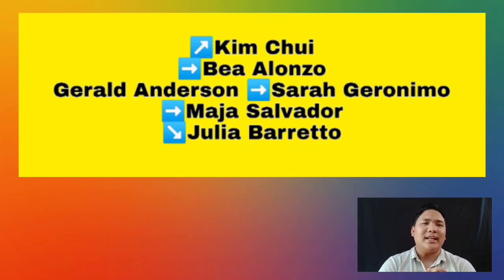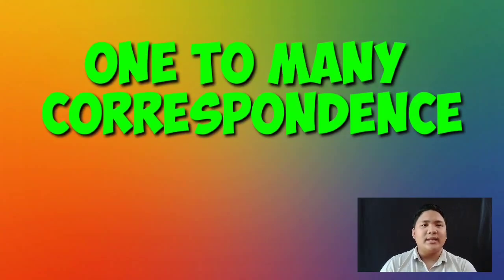You're correct, group 3, and you were able to show how Gerald Anderson was connected to all of these 5 girls. Thank you very much for your participation, group 3. Our group 3 was able to show the one-to-many correspondence, wherein one variable is connected to many variables. That is what we so-called one-to-many correspondence. Thank you very much for your participation.